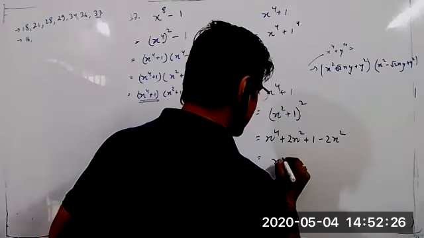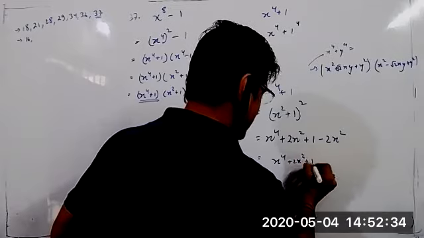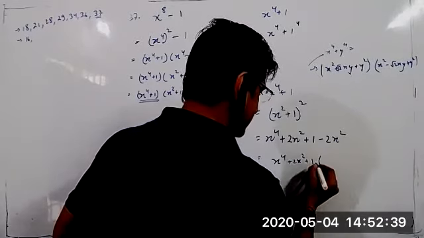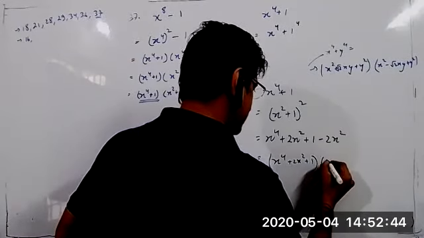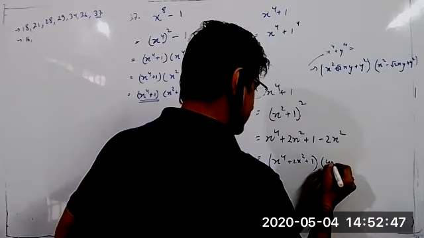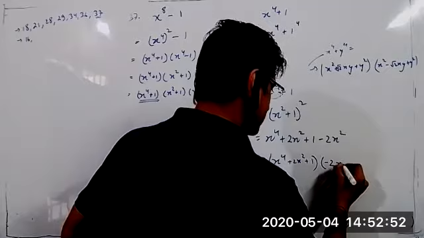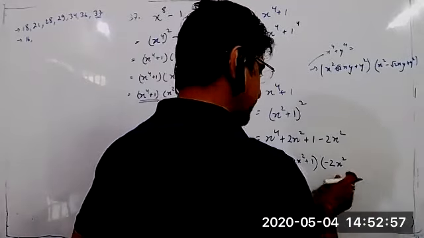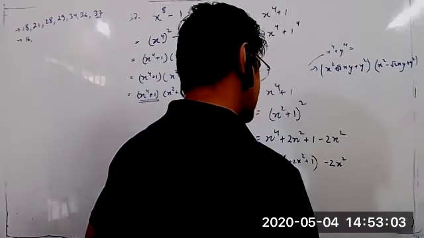X to the power 4 plus 2x square plus 1, bracket, whole square, minus 2x square. What I'm writing, is it correct? Minus in the center, sir. Minus in the center. Okay, between the bracket.